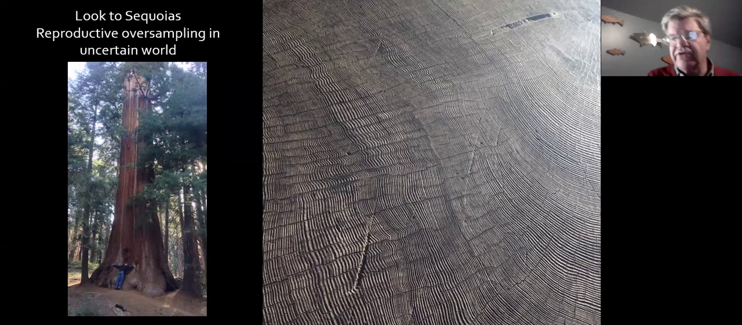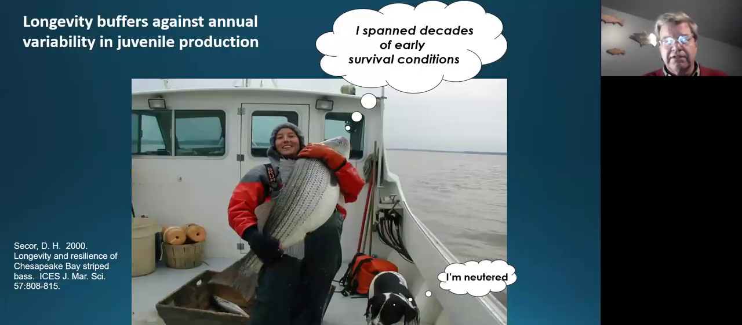And that's the same thing with striped bass. That's why they live so long, so that they can span decades of early survival conditions that are mostly not too great. It's only that odd year where they're pretty good. And so they're spanning those periods of poor reproduction, to take advantage of the odd year that actually is favorable for their young.